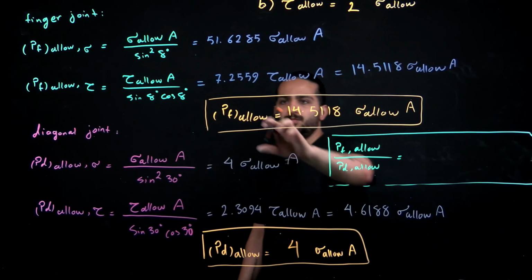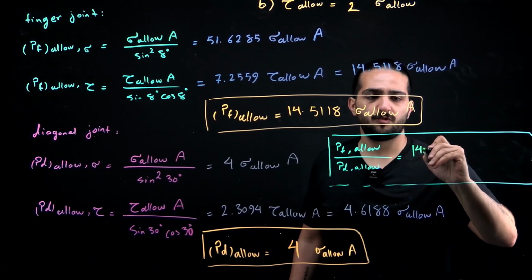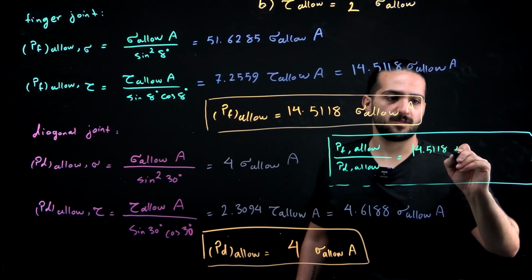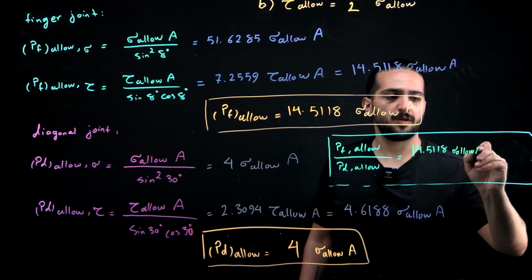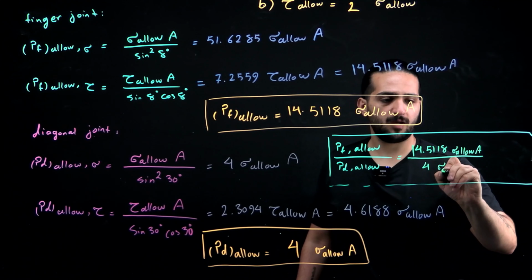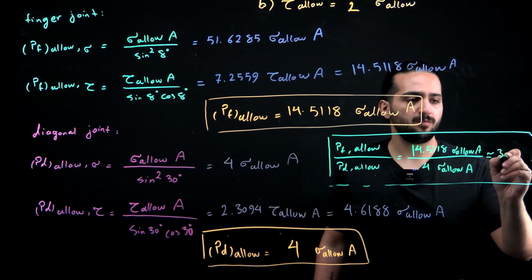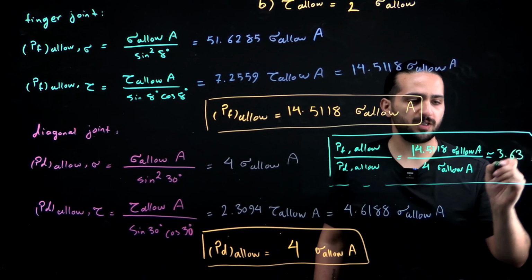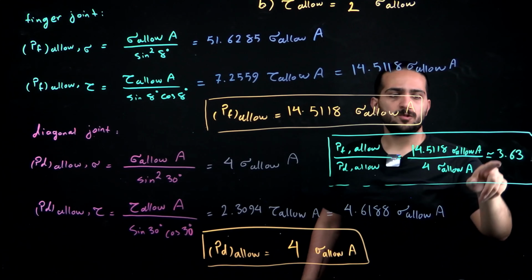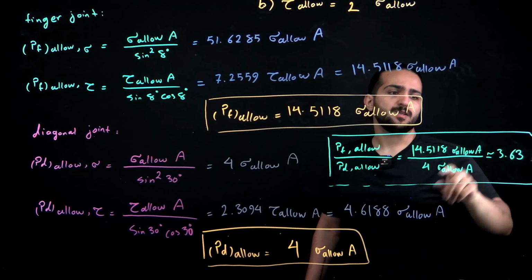And now PF allowable divided by PD allowable will be 14.5118 sigma allowable A over 4 sigma allowable A, which is approximately equal to 3.63. So for part B, where tau allowable is 2 times sigma allowable, the value of PF allowable over PD allowable is 3.63.